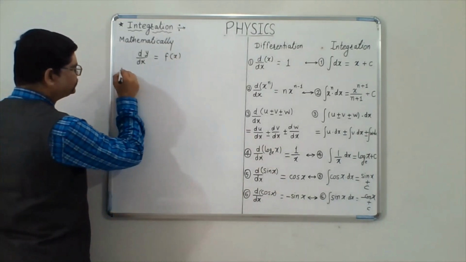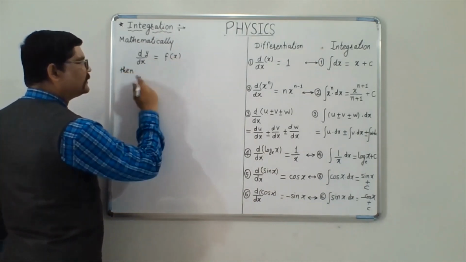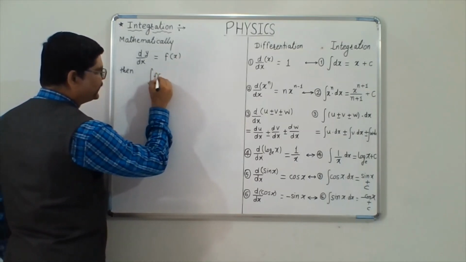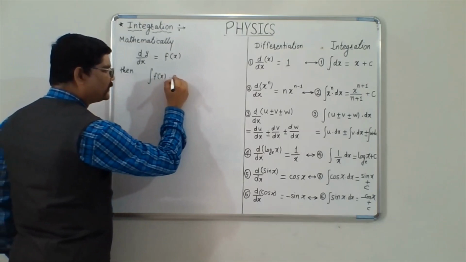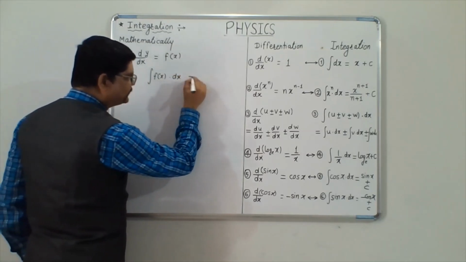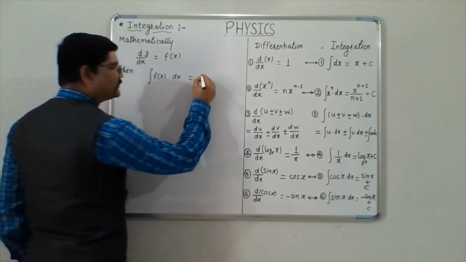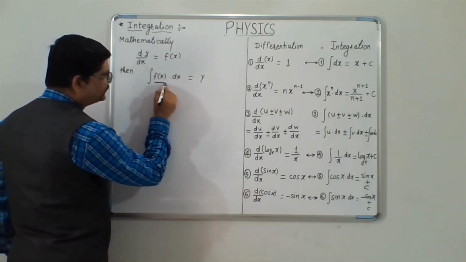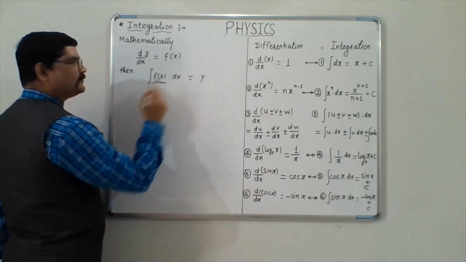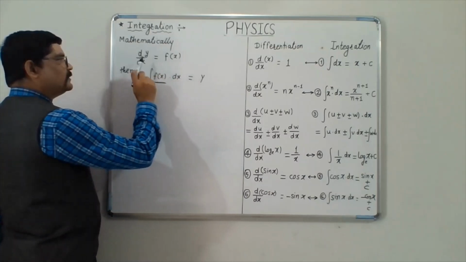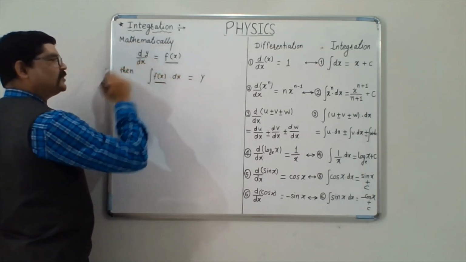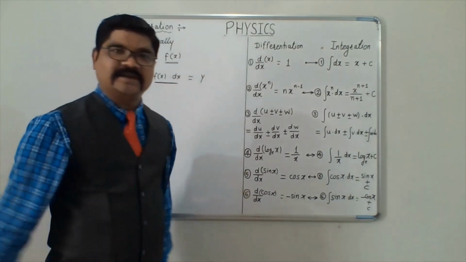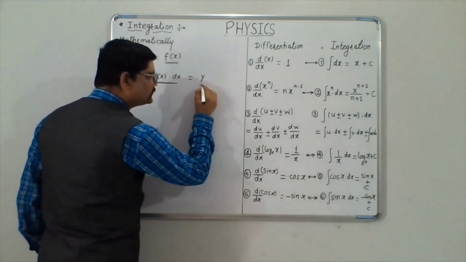Then we can write the opposite, reverse process: the integration of this f of x with respect to dx must be equal to y. Clearly, this f of x is the derivative of y, and if we gather all these f of x, the small slices, one after the other, we are going to get the whole sum quantity.